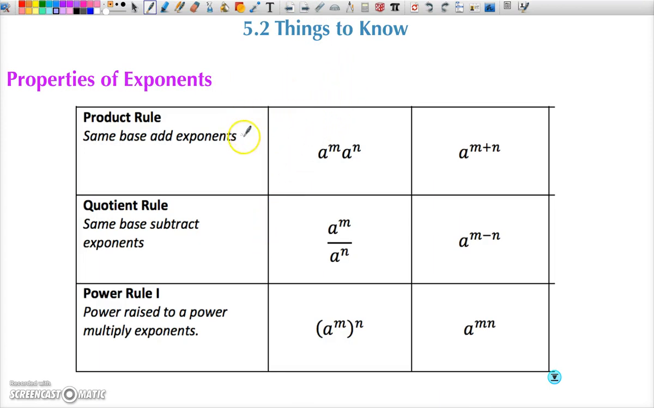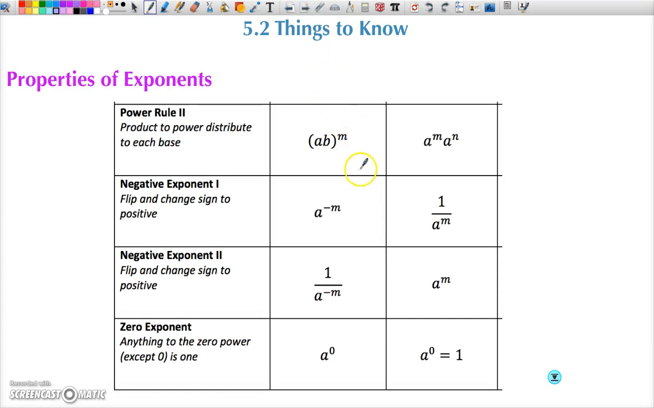Properties of exponents. Now these are all properties that we have done before, but you need to know them. So if you have the same bases, you add your exponents. If you have the same bases and you're dividing, you subtract your exponents. And I'm sorry, if you have the same bases up here and you're multiplying them, then you add your exponents. If you have a base with an exponent and then another exponent, you multiply your exponents. So again, this is just review of things that we have done before, but you have to know it.